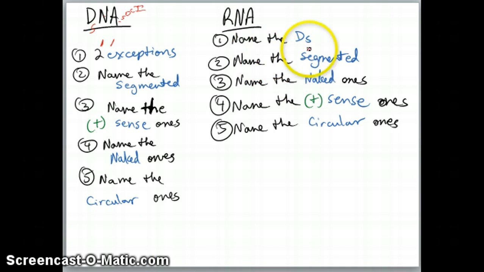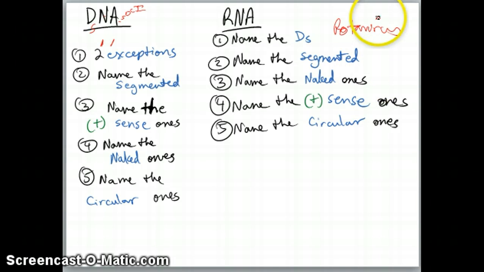So RNA, give me the double-stranded ones. There's only one, right? Double-stranded, the two wheels, right? Rotavirus over there in Reoviridae, right? Only two. There were two wheels in that picture, right? All right. Name the segmented.